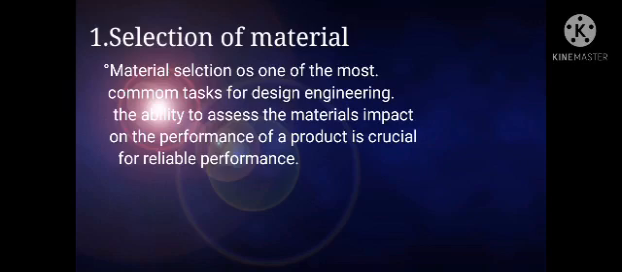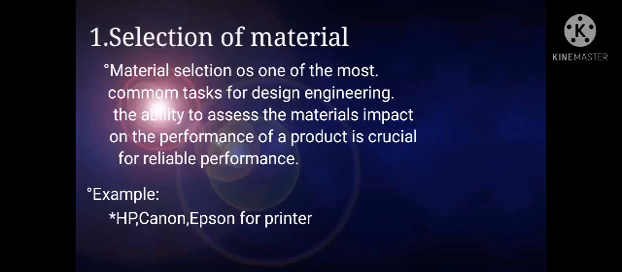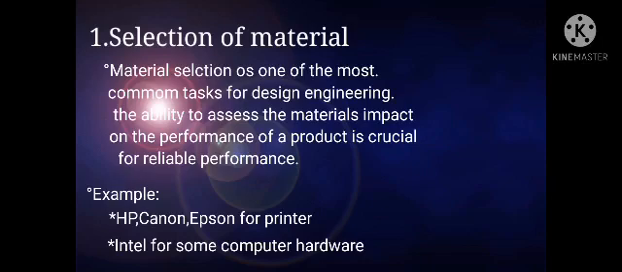Selection of material. Material selection is one of the most common tasks for design engineering. The ability to assess the material's impact on the performance of a product is crucial for reliable performance. Example, if we are going to buy a printer, commonly the brand that we are going to buy is HP, Canon, and Epson. And another example of some computer hardware, we are going to choose Intel. The reason for that is that sometimes buyers are also considering the label or the name of the company which are producing great quality of materials and are known in the market.